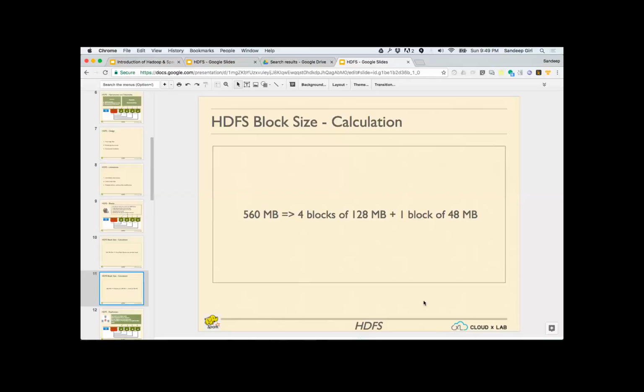A question from Tamika: are you doing this for inode purposes? Kind of, yeah. This is done in order to break down a huge file into blocks so that the work gets divided amongst multiple machines as well as data gets distributed.